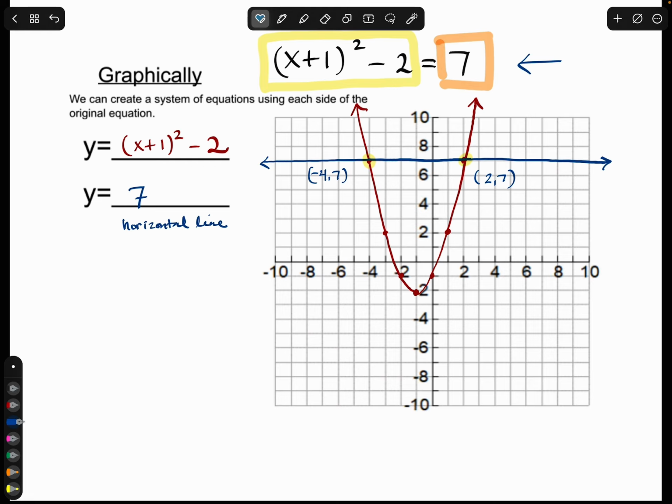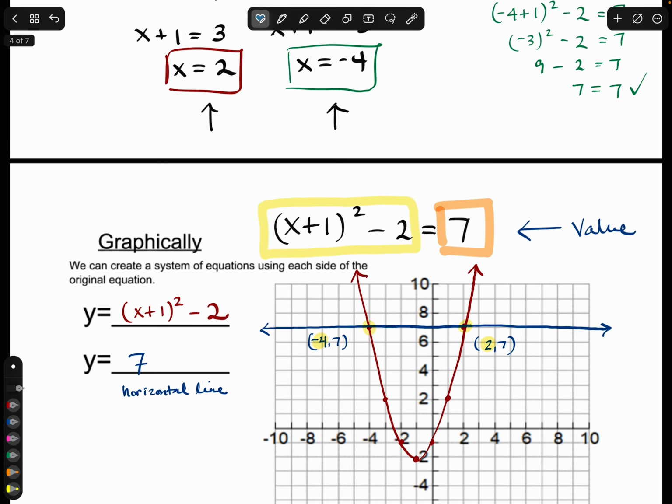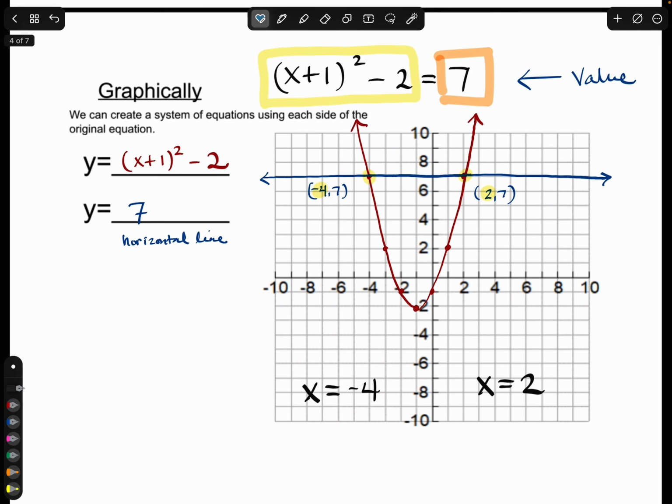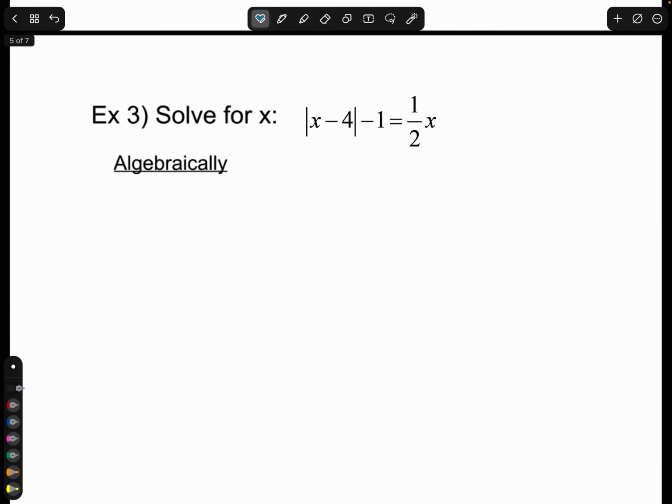And again, remember, we're looking for a value here because we're solving this equation. We're just looking for x, so this is going to be a value. It looks like our solutions are just going to be the x-coordinates. So let's say here that x equals −4 and x equals 2. If we scroll back to the previous problem, you can see that it was the same answers that we got up here. So we've got 2 and −4.